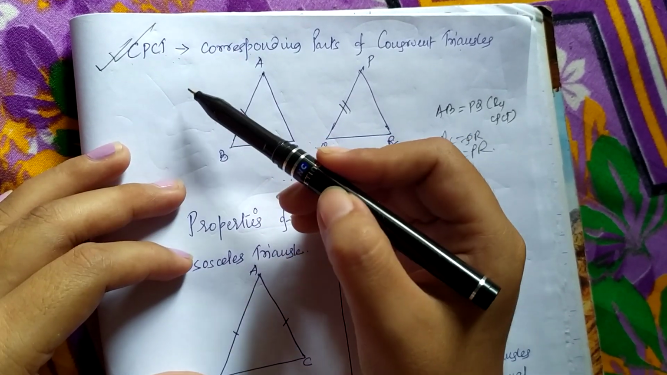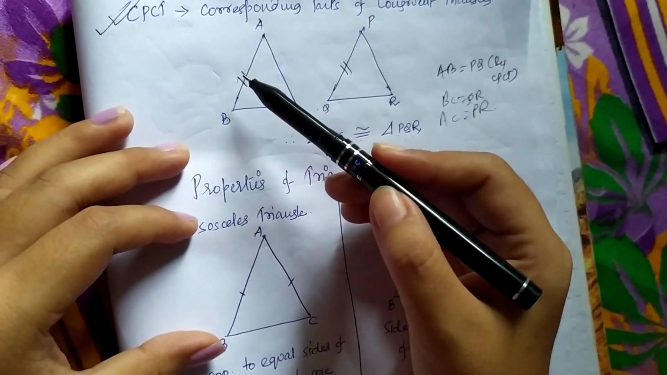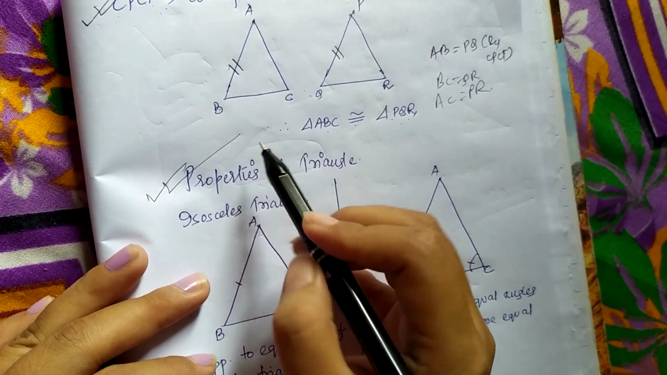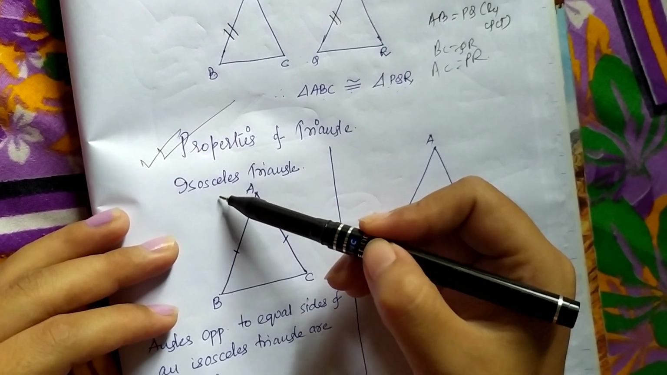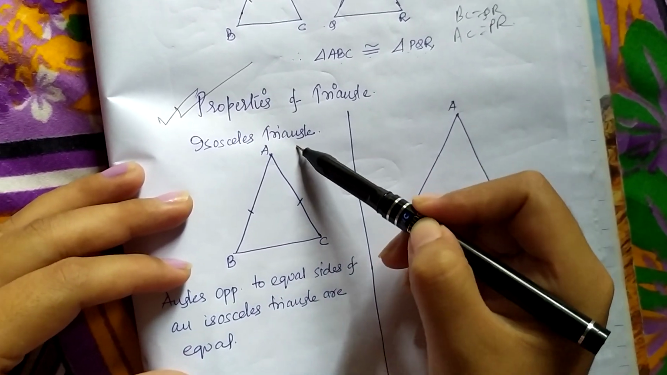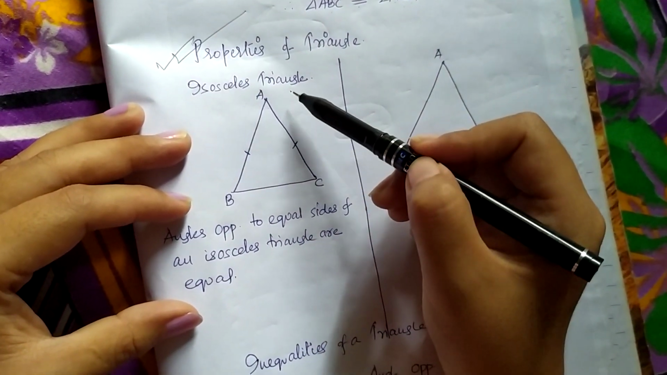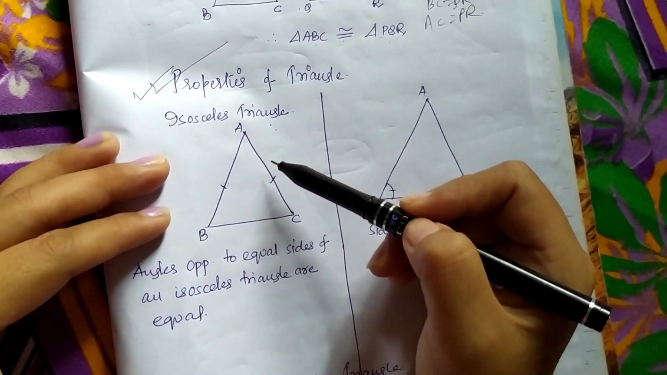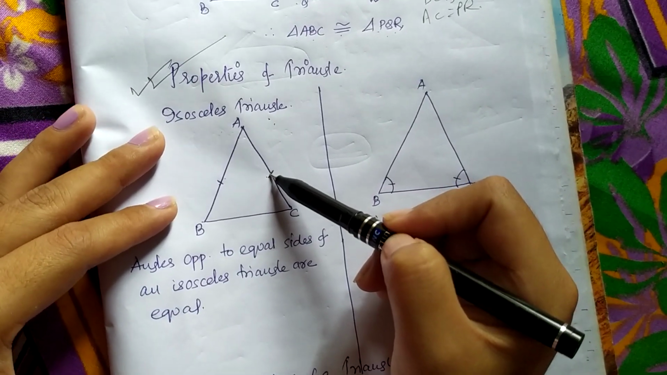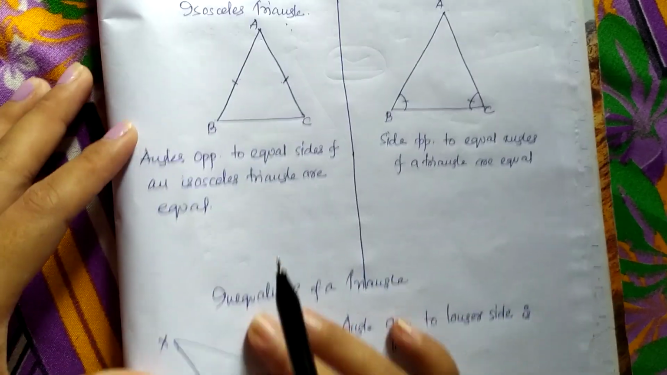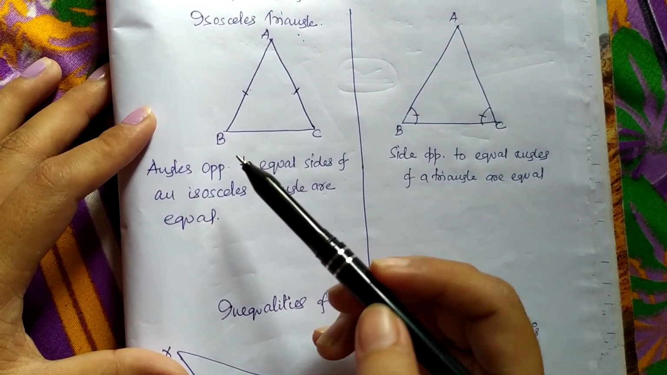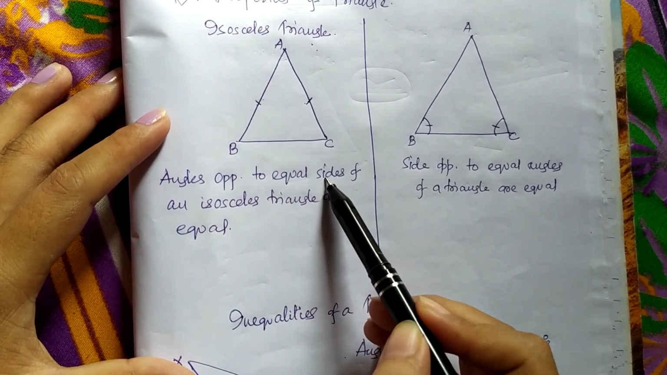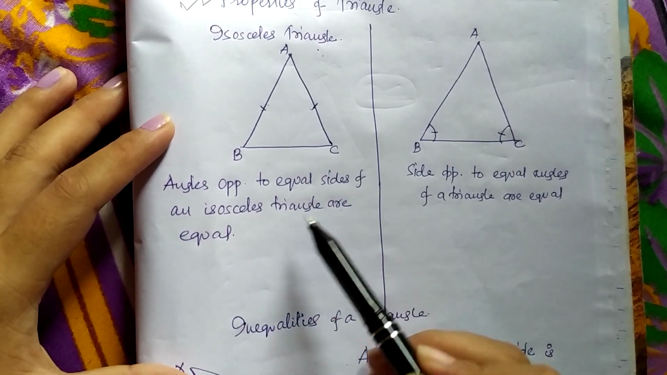After that we have some properties of triangles, which work especially on the isosceles triangle. What we have learned in the definition is that an isosceles triangle is one whose two respective sides are equal. So in an isosceles triangle, what is the property? Let me read it out and we will explain it. The property says that angles opposite to equal sides of an isosceles triangle are equal.